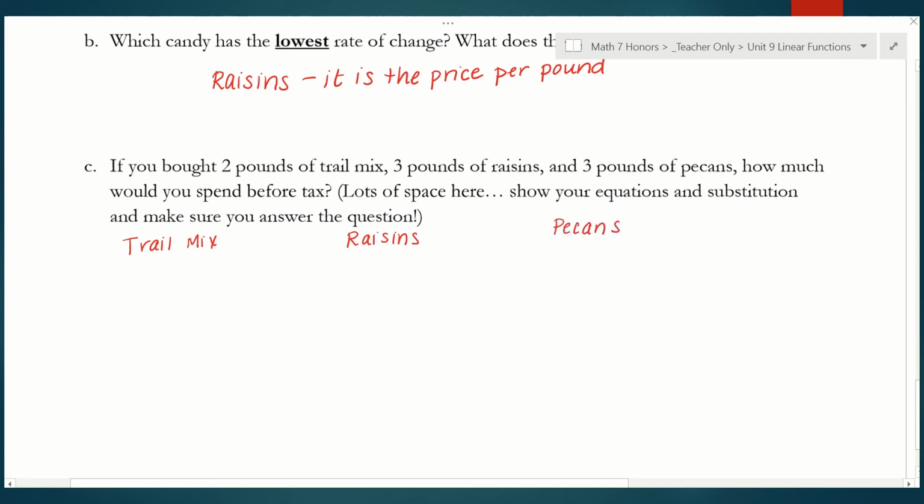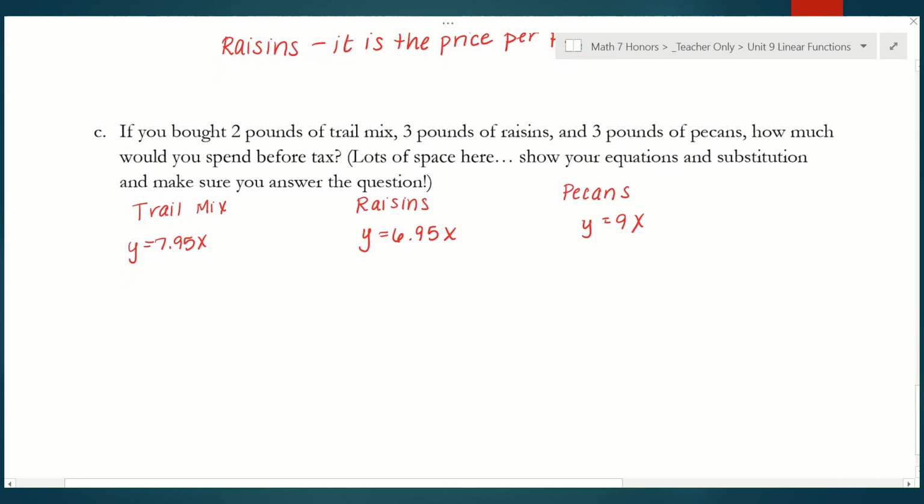Okay, so we said for trail mix it was $7.95 a pound. y equals 795x. Raisins, they told us, was $6.95 a pound, and pecans we figured out were $9 per pound. All right, so it says right here we are buying 2 pounds of trail mix. So pounds is x, and so to figure out the cost, I'm going to take out the x and put in my 2 for trail mix. The total amount that I'm going to spend on the trail mix is $15.90.